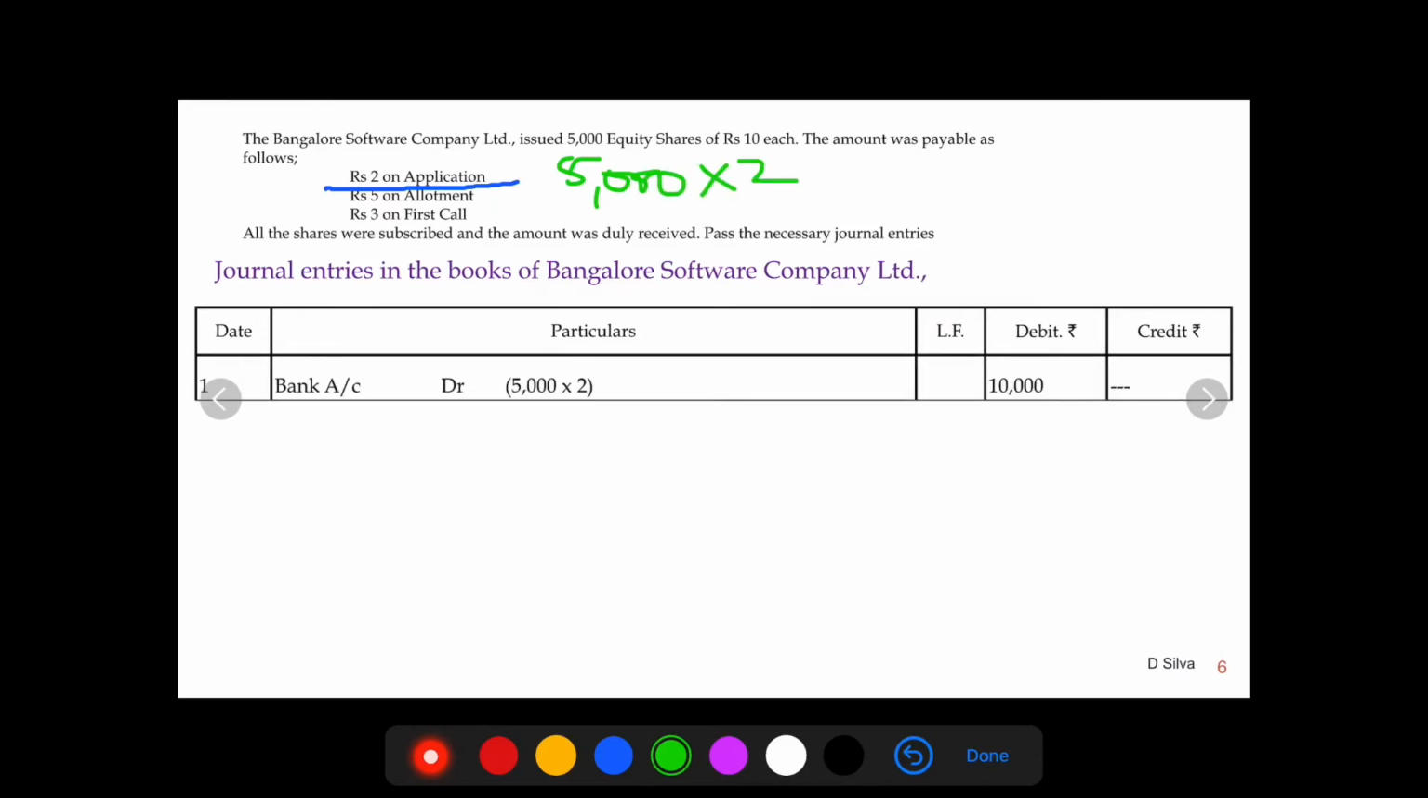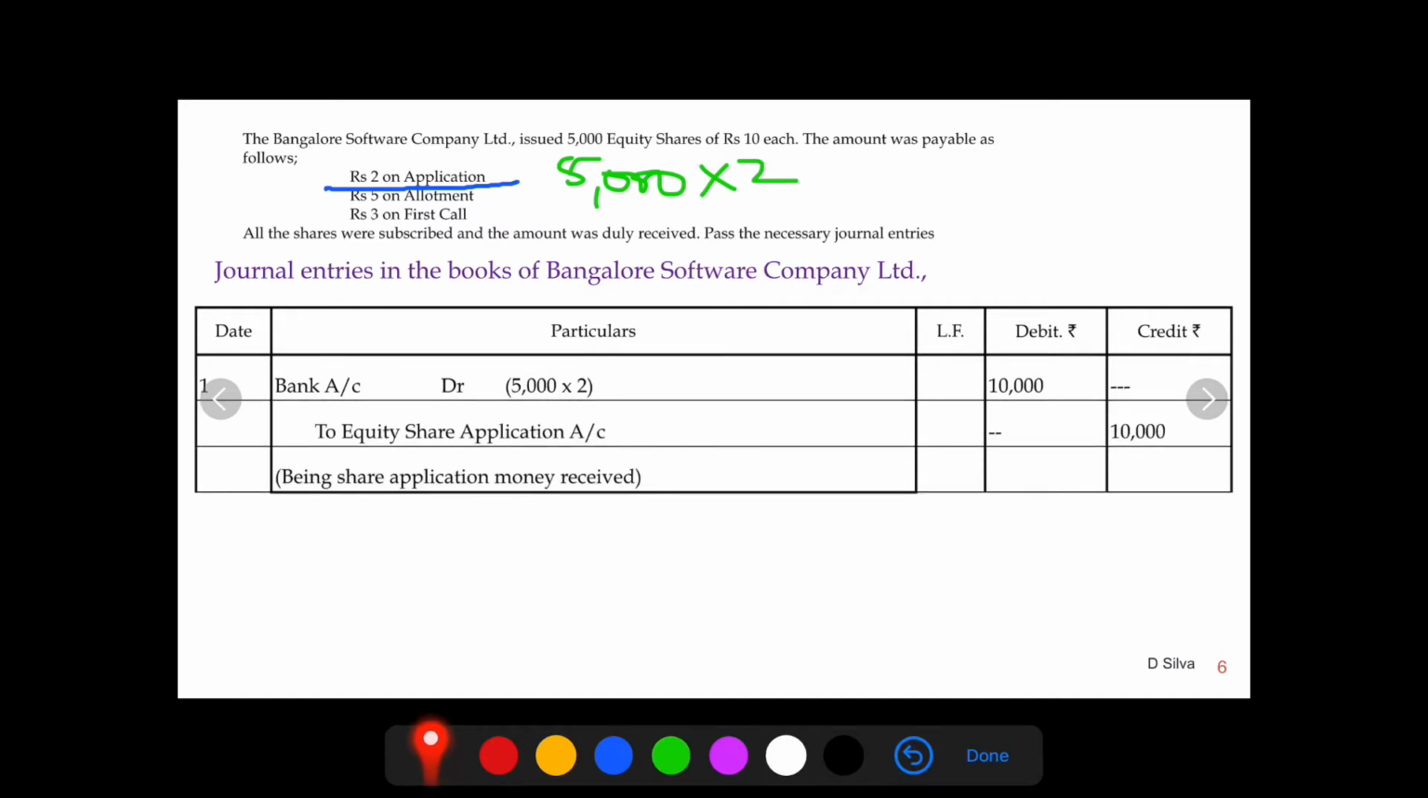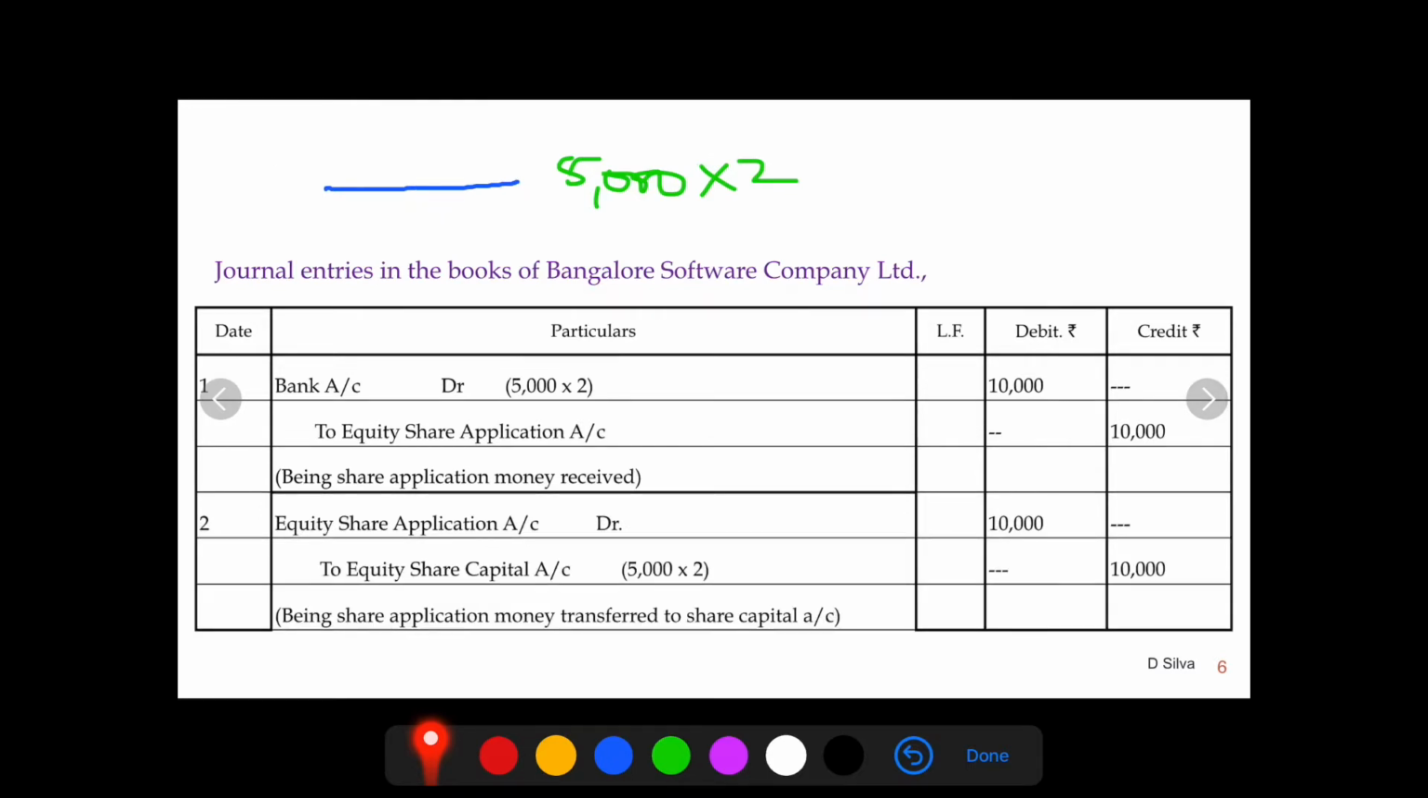The journal entry is bank account debit to equity share application account, narration being share application money received. So we have received, as per the question, the money on share application, which is debited through bank account, 5,000 equity shares of rupees 2. Now the same application money is transferred to share capital account. So the journal entry is equity share application account debit to equity share capital account, being share application money transferred to share capital account. So whatever application money that we received is now being transferred to share capital account. That is, on 5,000 equity shares on application we have received 2 rupees. So the amount that is being debited and credited is 10,000.